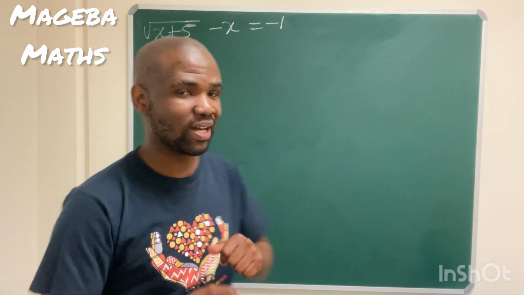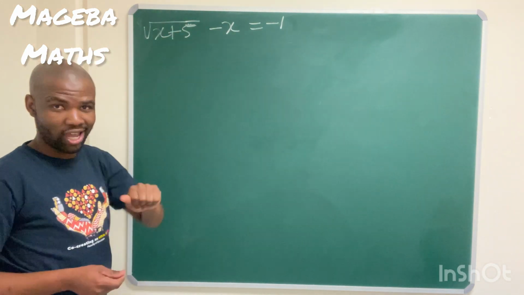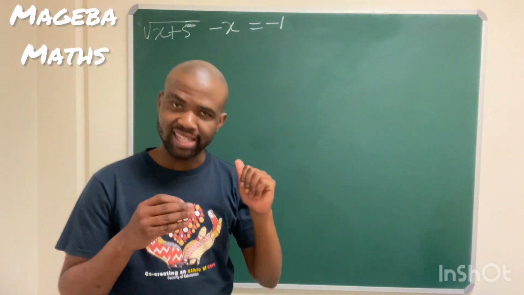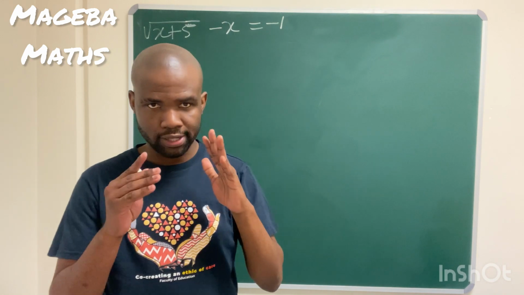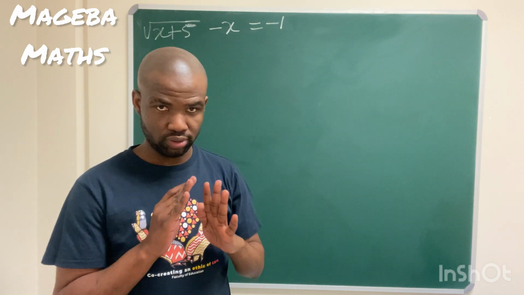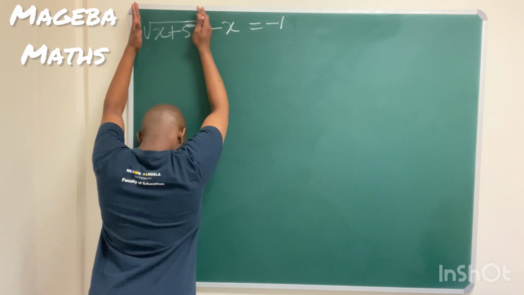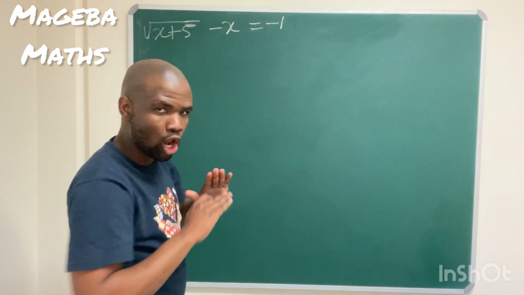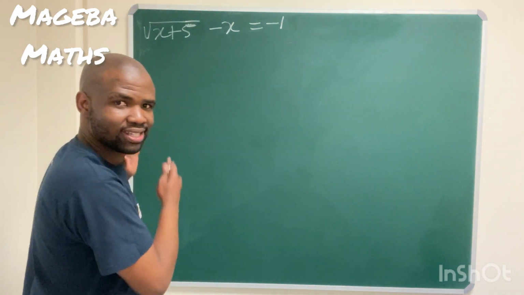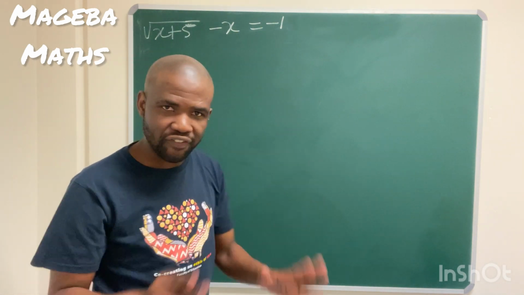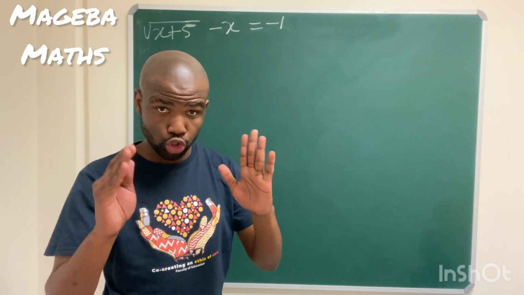Now let's solve for x here. First thing that you need to do, guys, the term that has a square root must be alone. Make sure the thing that has the root is alone on one side, and everything else is on the other side. That is the first step that you must make sure you do.